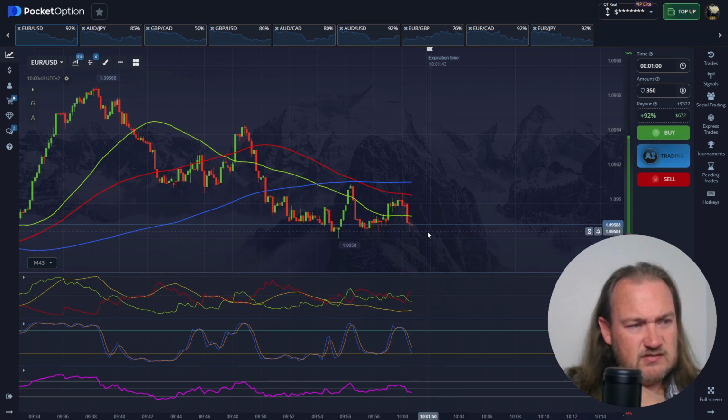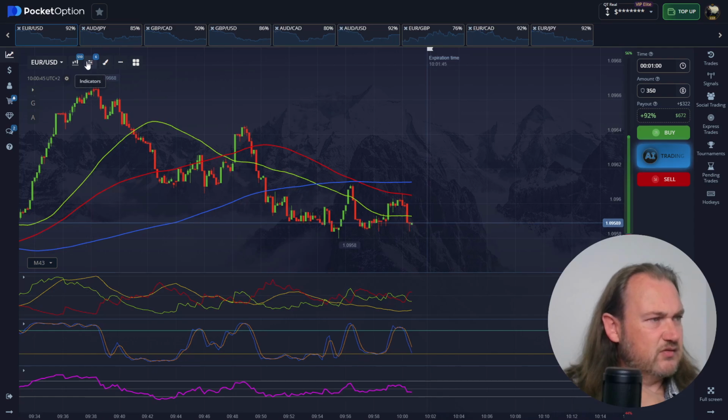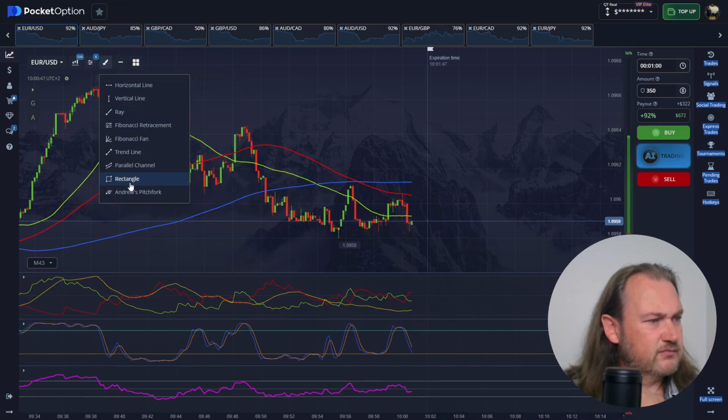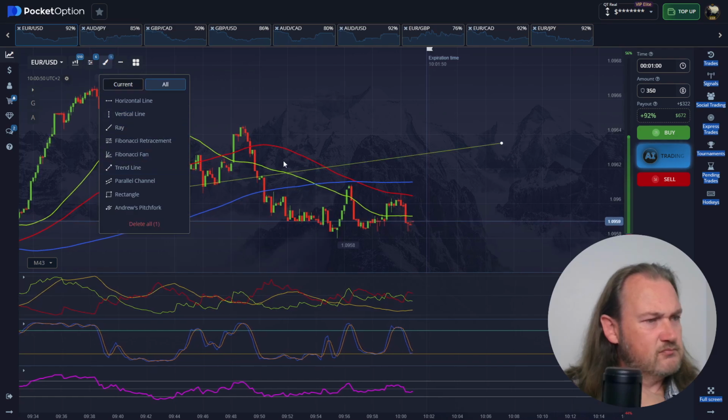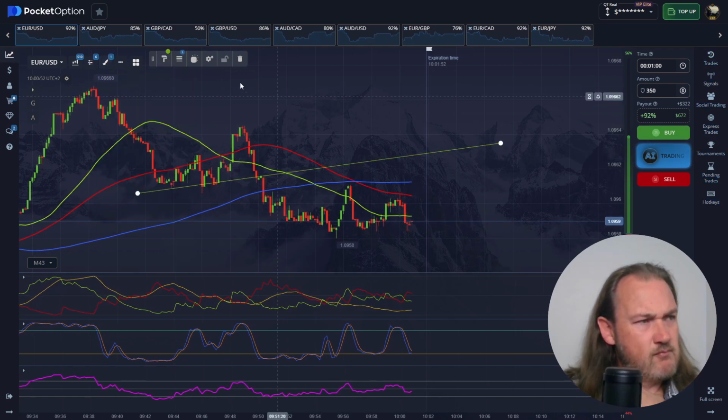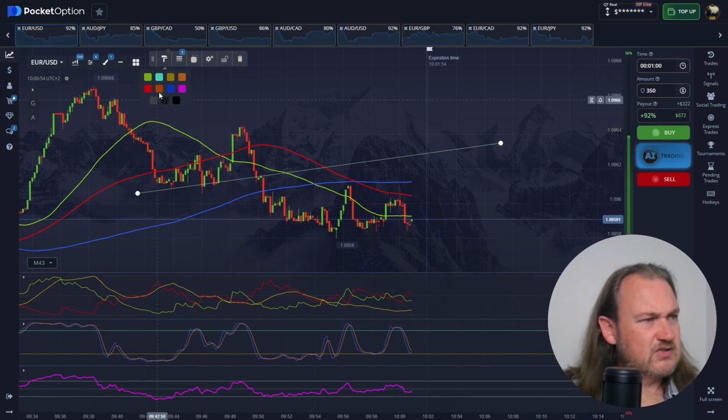Yeah, this level is really holding. Let's draw that in. Let's go for that.